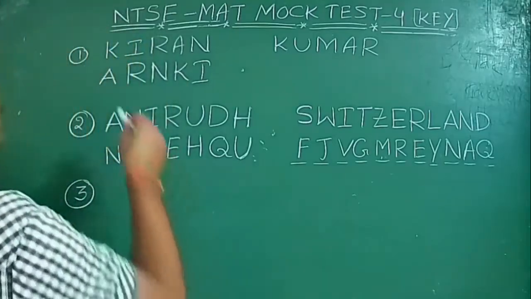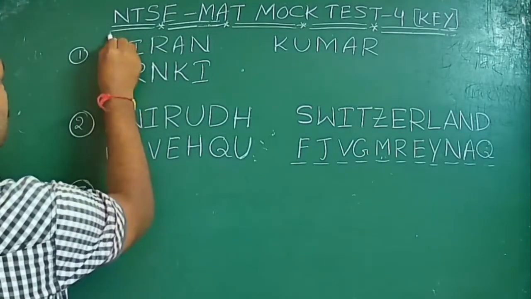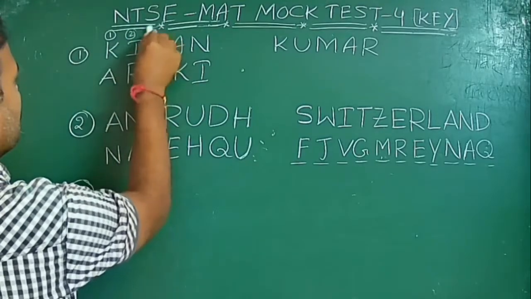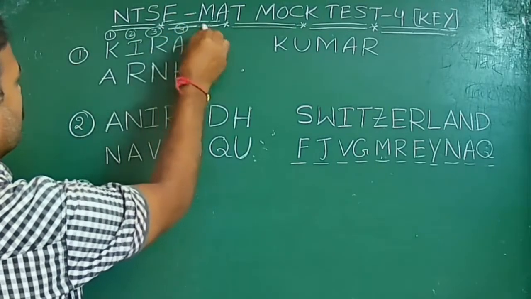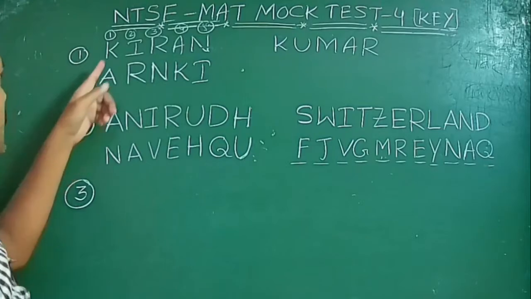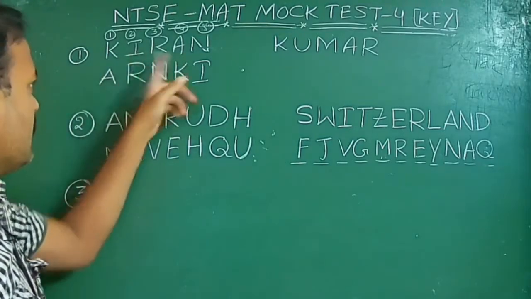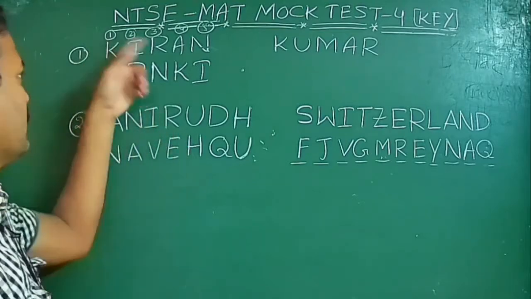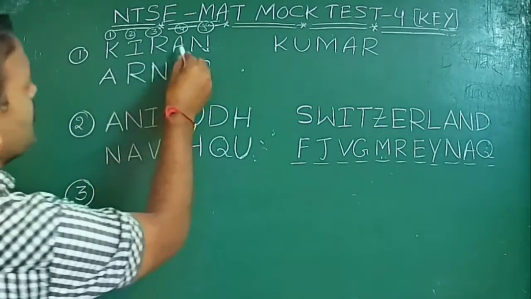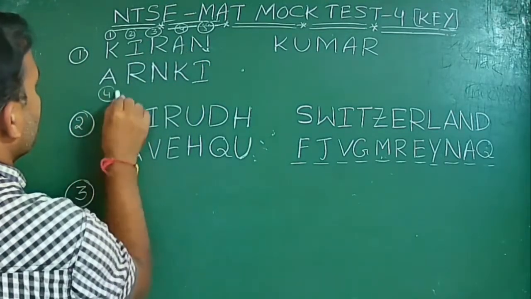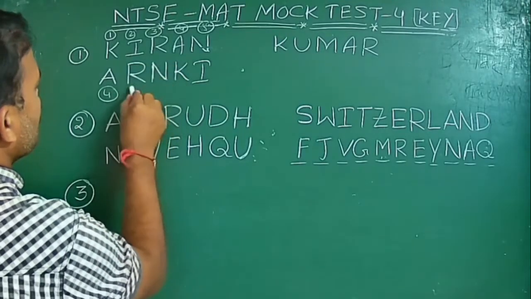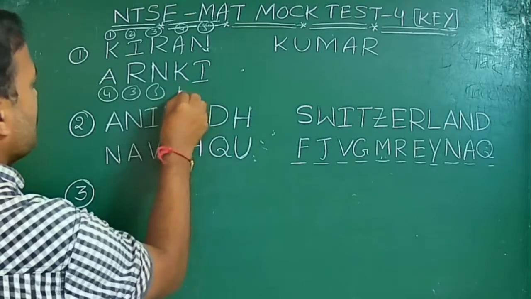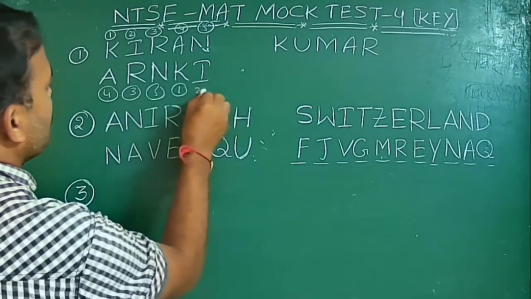First of all, in this word Kiran, give numbering 1, 2, 3, 4, 5. Why? Because in this code also the same letters are only interchanging places. That's why I'm giving numbering. So here, A is which place? Fourth place. And R is third place. N is fifth place. K is first place and I is second place.